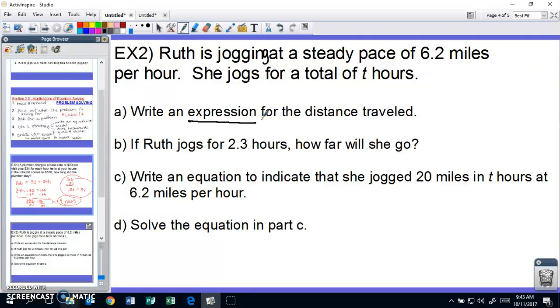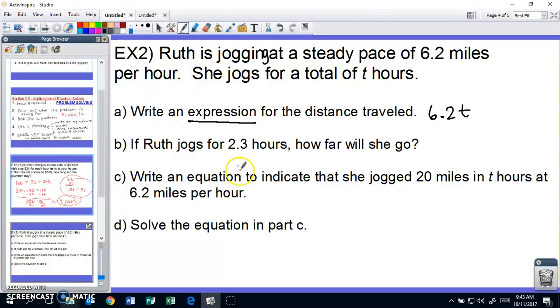So how can I express the distance that Ruth traveled if she's going 6.2 miles per hour and jogging for T hours? What would that expression look like? Emily? So 6.2 times T, or 6.2 T. The miles per hour times the hours she went.